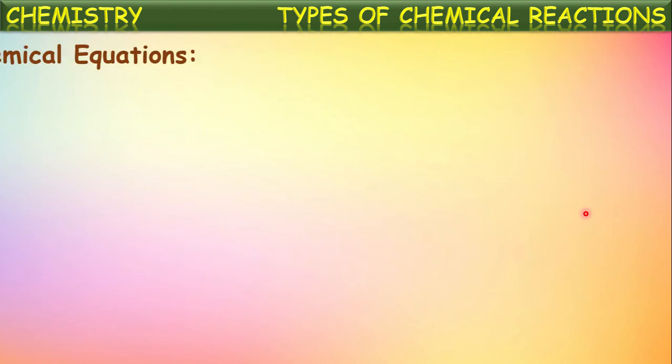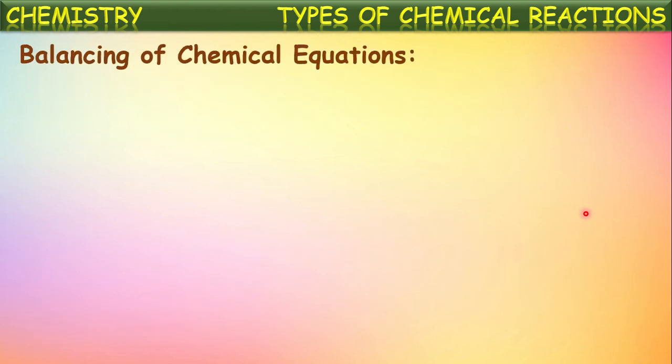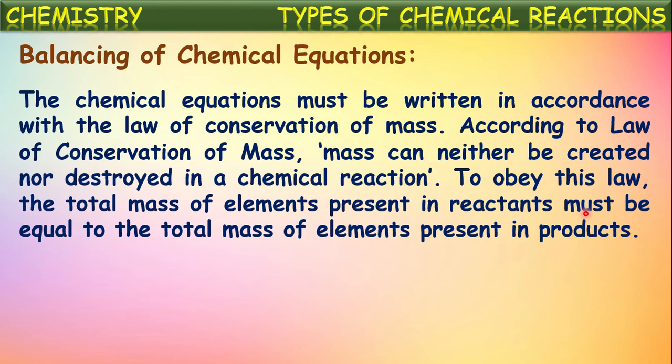Now, let us see how to balance these chemical equations. The chemical equations must be written in accordance with the law of conservation of mass. So this balancing, or quantitative understanding of these chemical equations, will be based upon the law of conservation of mass. According to this law, mass can neither be created nor be destroyed in a chemical reaction. Means mass will not be created in a chemical reaction and it won't be destroyed in a chemical reaction. Just it converts from one form to another form.